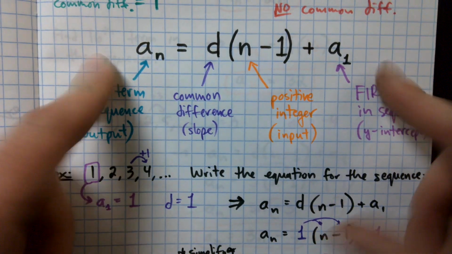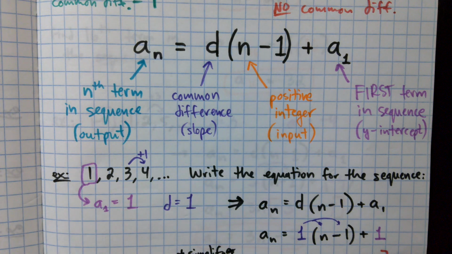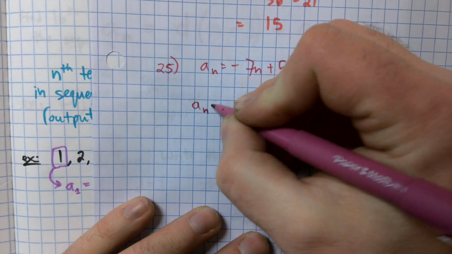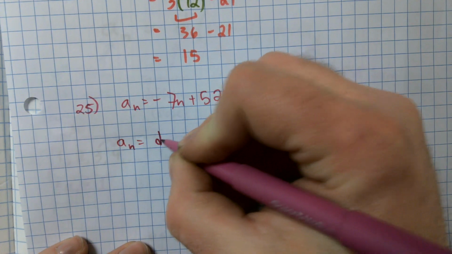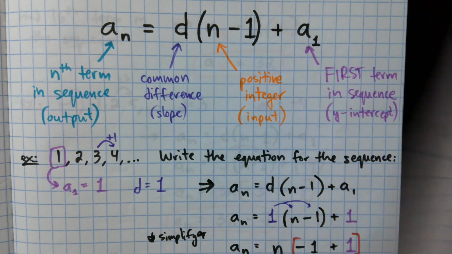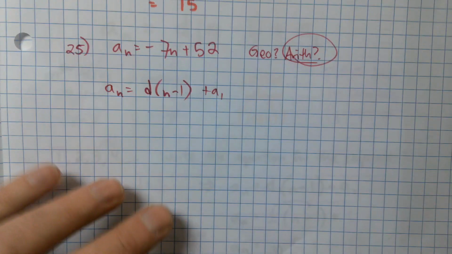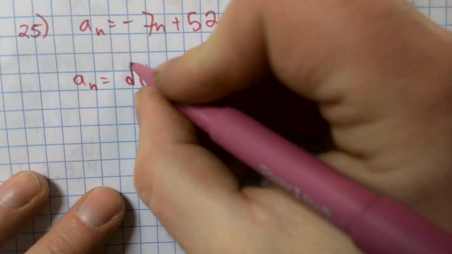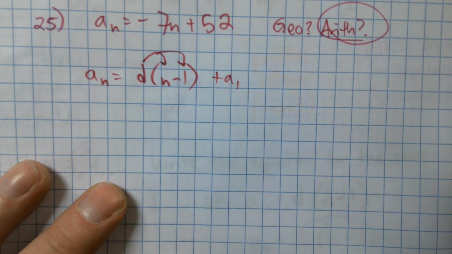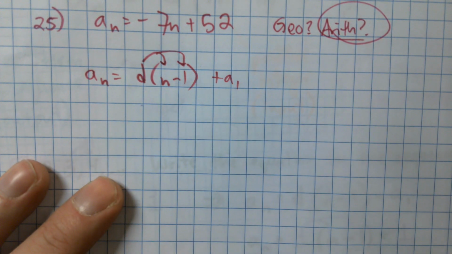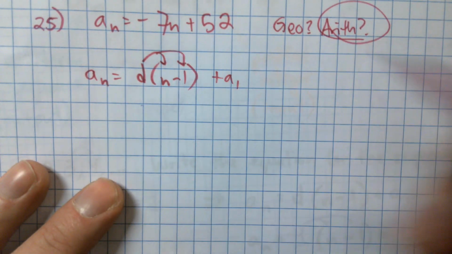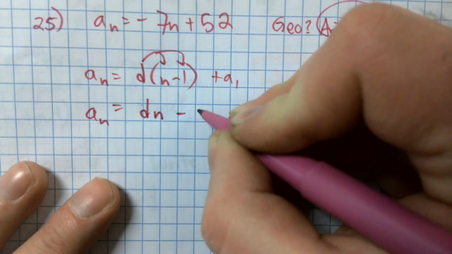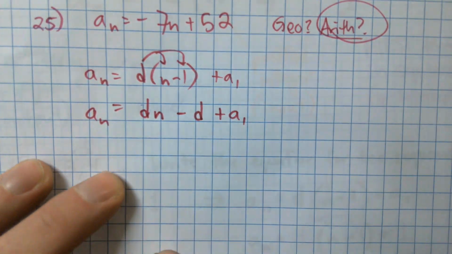This is how it's set up, but when we simplify it, we end up with something very similar. Let me show you, because it's actually pretty cool. Arithmetic sequence, explicit formula. A sub n is equal to d times n minus 1 plus a sub 1. Now, usually what we do is we plug in the numbers, we distribute the d, whatever that number is, and we can work it out from there. But I don't know what the numbers are right away, so I'm just going to distribute and see what happens. A sub n is dn minus d plus a sub 1.